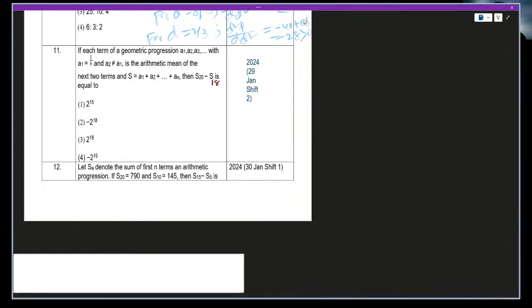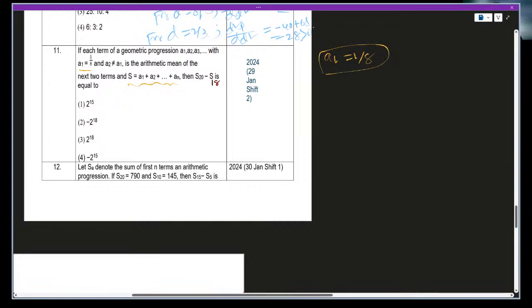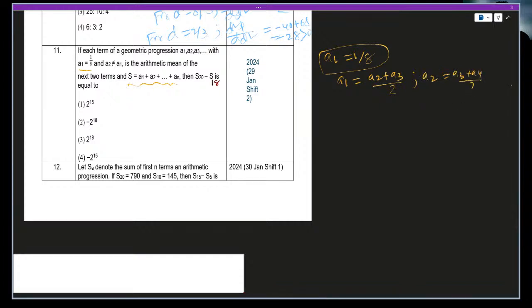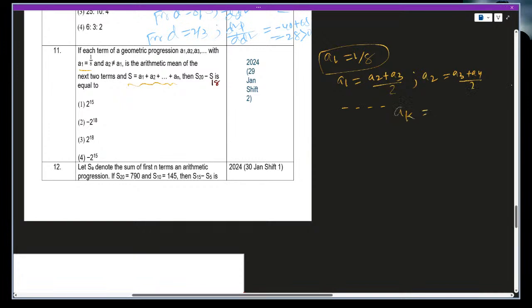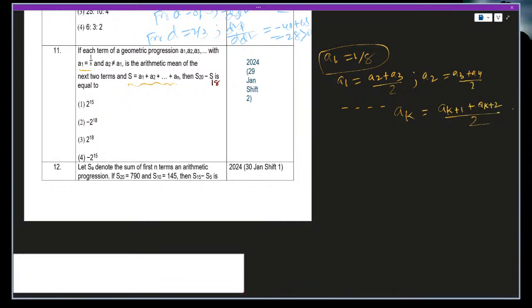You have to find S20 minus S18. Okay? Each term of this geometric progression, with A1 equal to 1 by 8. So first term, 1 by 8 given. And one term is the arithmetic mean of the next two, means A1 equals this, this is true, this one also true. You understand? If you take a kth term, AK will be this.